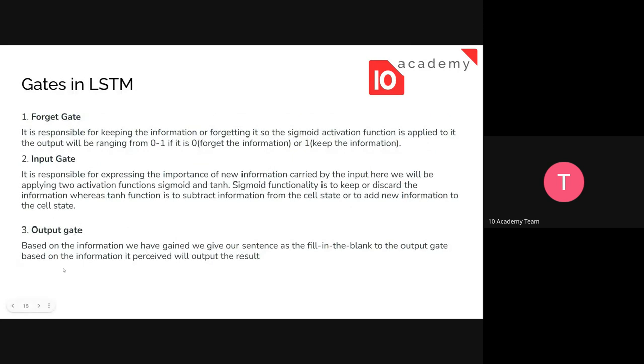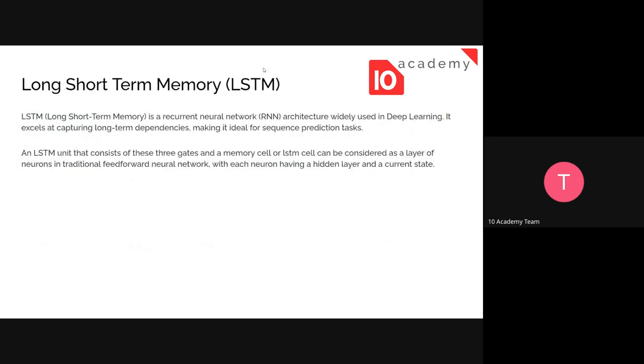And there's the output gate. Based on the information we have gained, we give our sentence as the fill in the blank to the output gate. The output gate will predict the output. It's just considered that easy. So that is what LSTM is, long short-term memory.